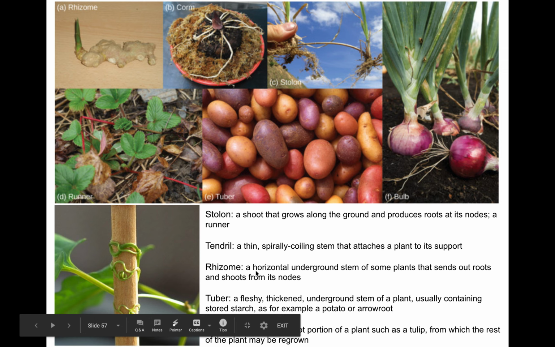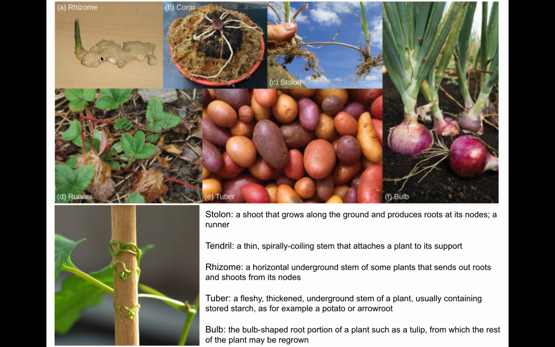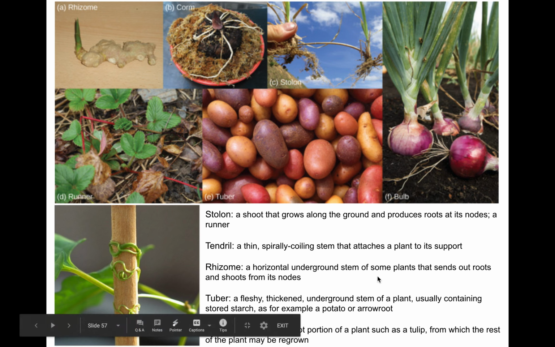You have the rhizome. All right, so a horizontal underground stem of some plants that sends out roots and shoots from its node. An example of this is actually ginger. So if you get fresh ginger and forget about it, and after a while you notice that there's a little shoot coming out of it, that is a rhizome. So it's got little nodes where you can actually get roots or shoots coming from.